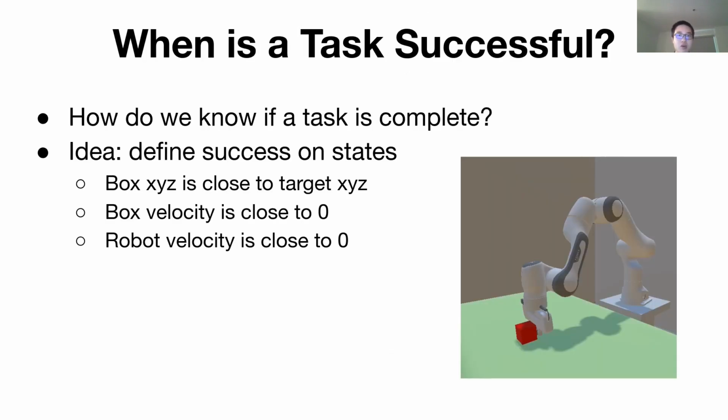Now we've seen the forward model of the world. The next question is, how do we define the success of a task? How do we know if a task is complete? A straightforward idea is to define success on states. In the robot example, we can say that it succeeds if the box XYZ is close to target XYZ. We may also require that the box velocity is close to 0 and the robot velocity is also close to 0.